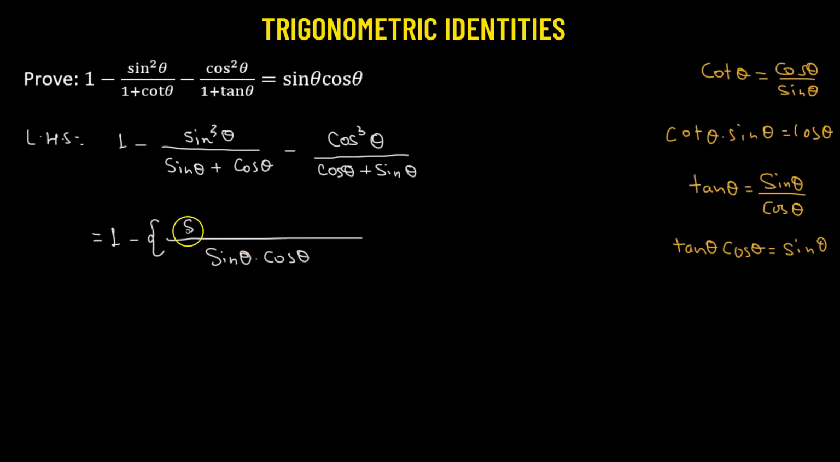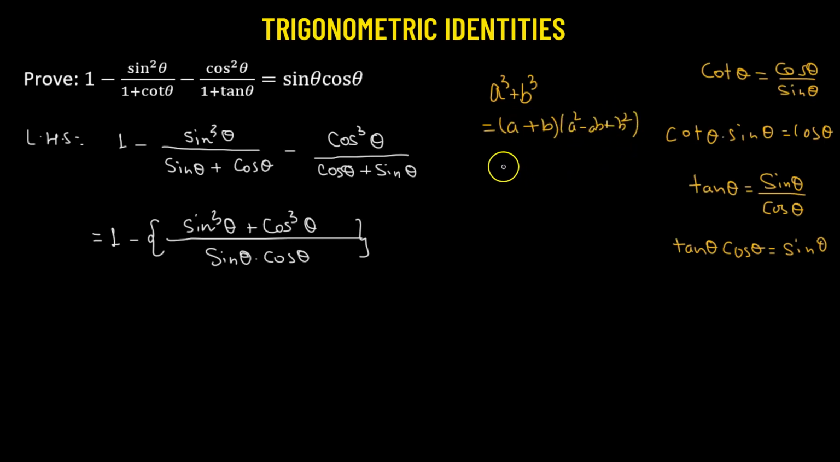In the numerator, we're going to have sine cubed theta plus cosine cubed theta. Now we will be using here an identity, a cube plus b cube. When you expand this, it will be equivalent to the product of a plus b times a squared minus ab plus b squared. So in this case, we're going to consider a to be equivalent to sine theta and b to be equivalent to cosine theta.